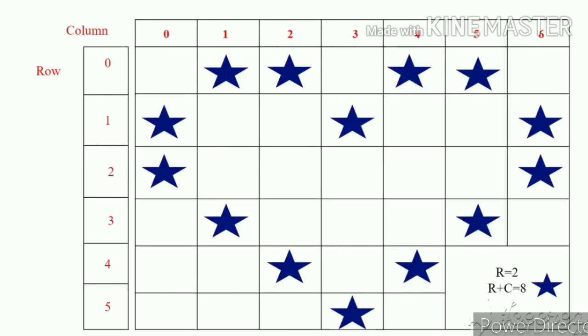Now the fourth part, on the right side, is when row plus column equals 8. You can check here row 2 and column 6, so 6 plus 2 is 8. Row 3 and column 5, so 3 plus 5 is 8. Row 4, column 4, 8. Row 5, column 3, so 5 plus 3 is 8. In those places a star, and in all the rest of the places a blank.